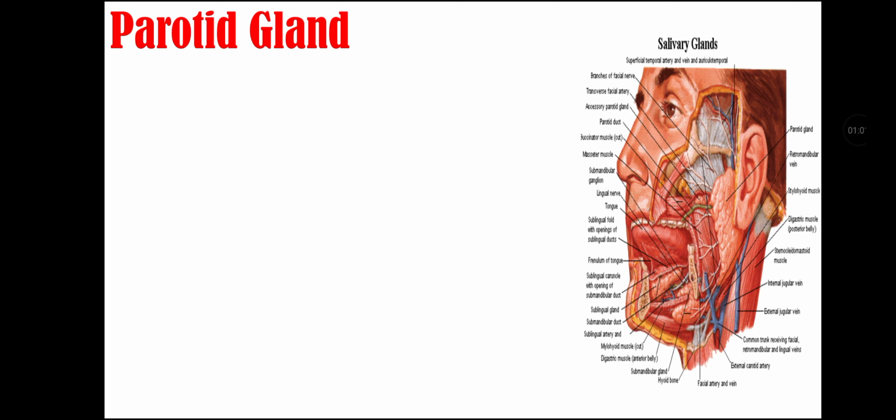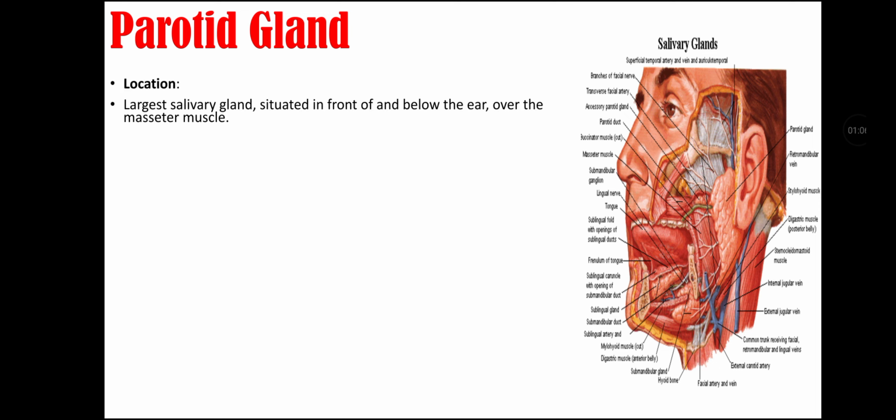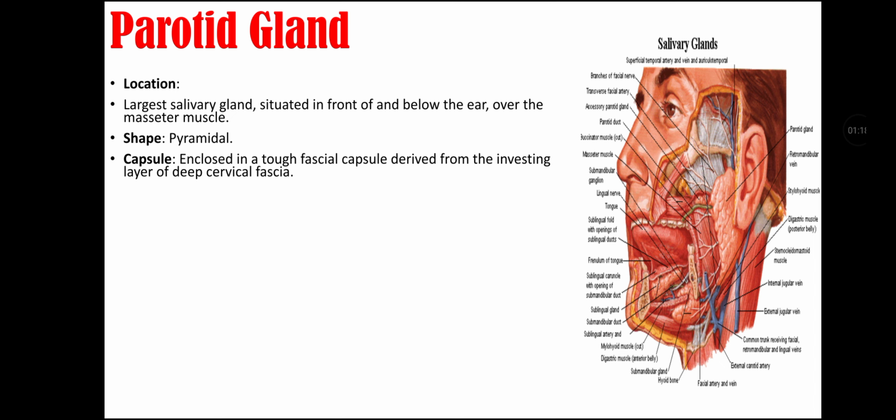Now let's talk about the parotid gland, that is the first major salivary gland. It is the largest salivary gland and it is situated in front of and below the ear, and it is over the masseter muscle. Its shape is about pyramidal, and it is enclosed in a tough fascial capsule that is derived from the investing layer of deep cervical fascia.